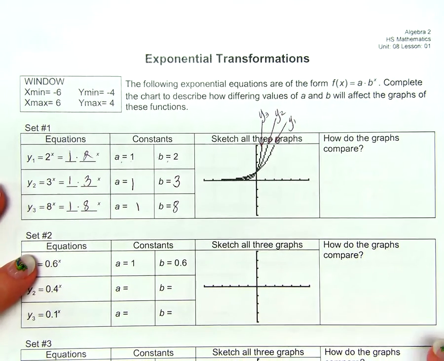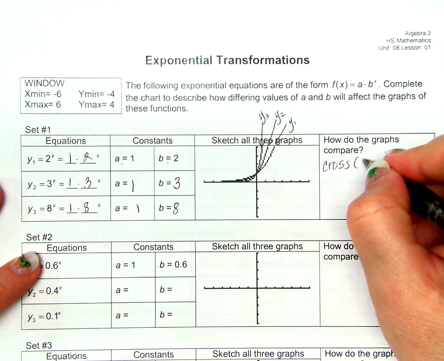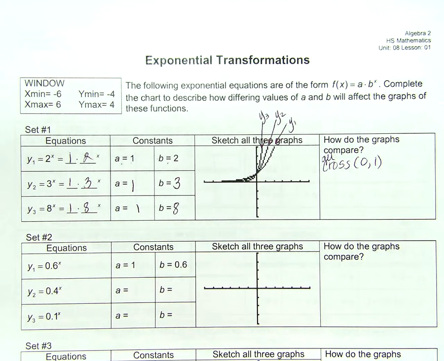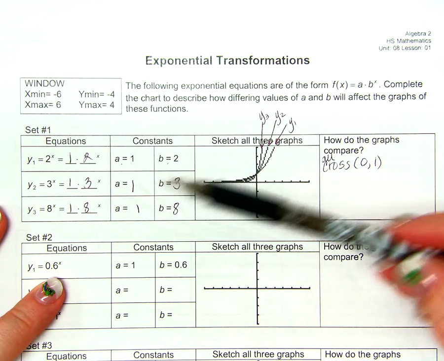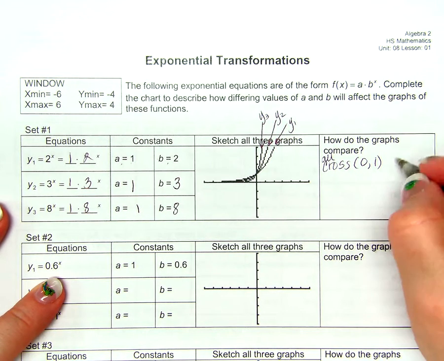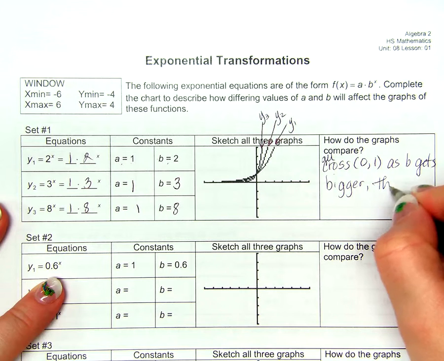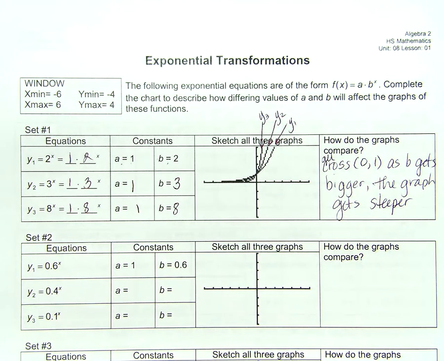So how do the graphs compare? So they cross at 0, 1. They all cross at 0, 1. And that's how they compare? They're all exactly the same because they all cross at 0, 1? So as b gets bigger? What'd you say? The graph gets steeper? That's what Jared said. Is that right?